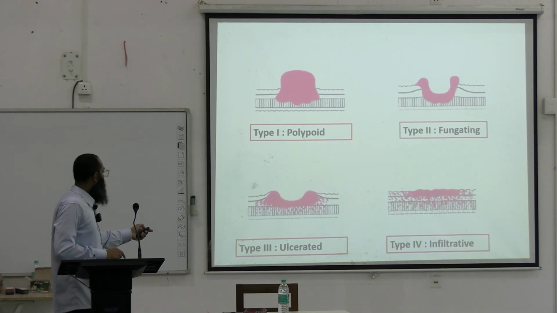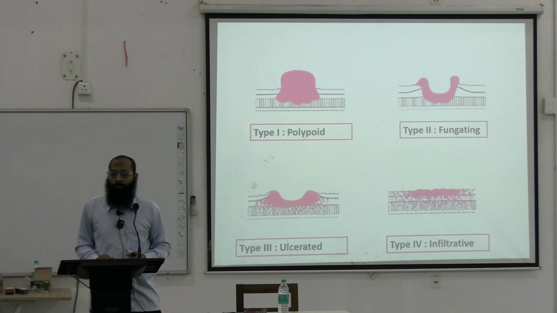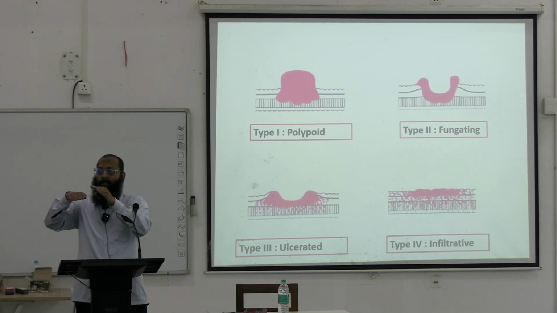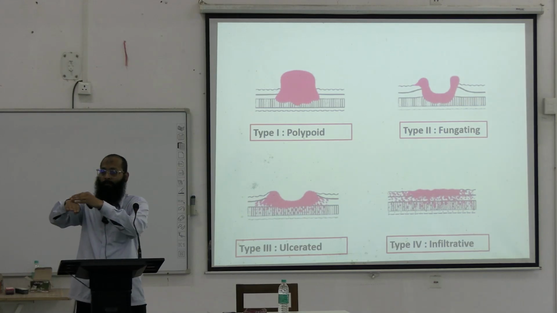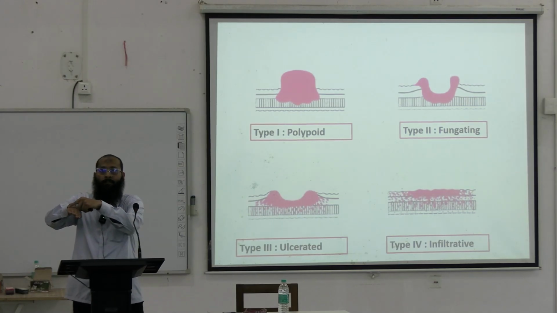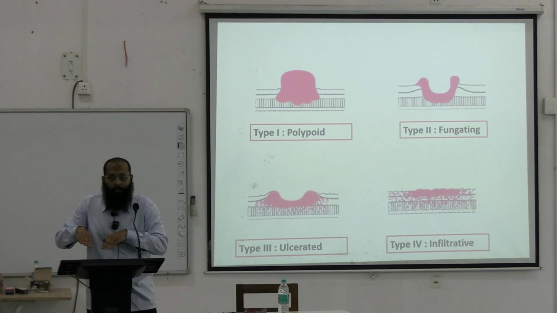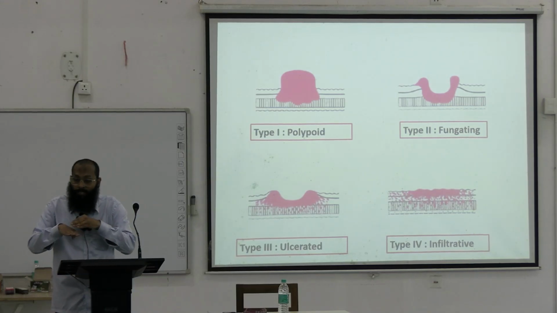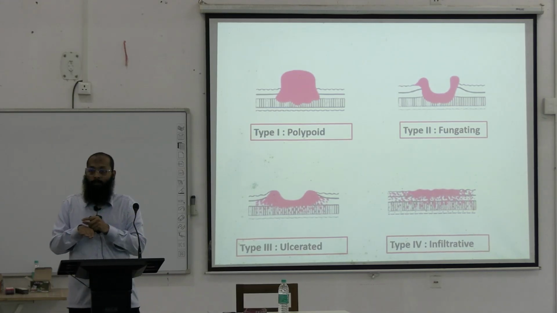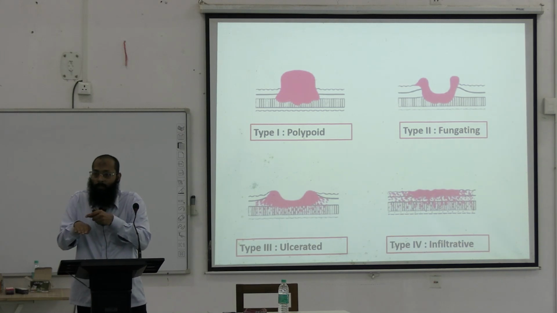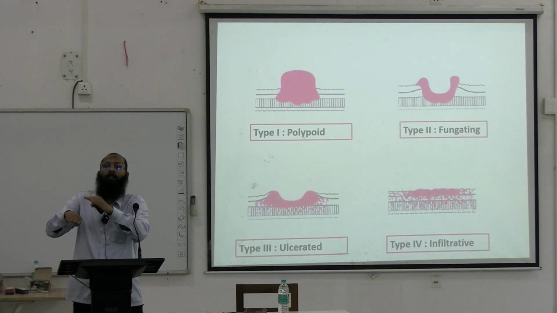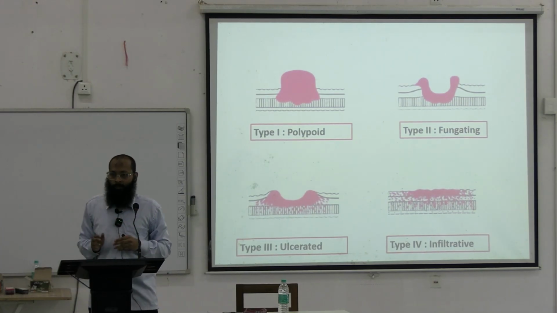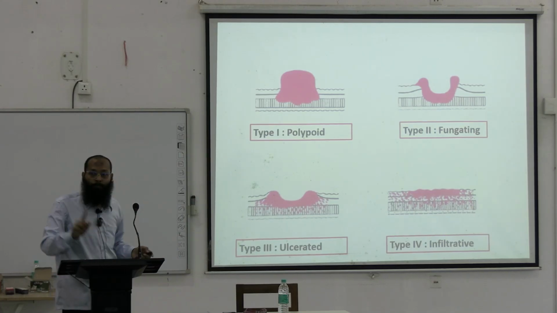Okay. Next one is fungating. In the fungating, there are elevated margins. Suppose this is a surface, there is an area, in the center there is a depression. In the center there is a depression, but the margins are elevated above the surface as compared to other parts of the gastric mucosa, and at the center it is depressed or there is an ulcer. That is called fungating, type 2.